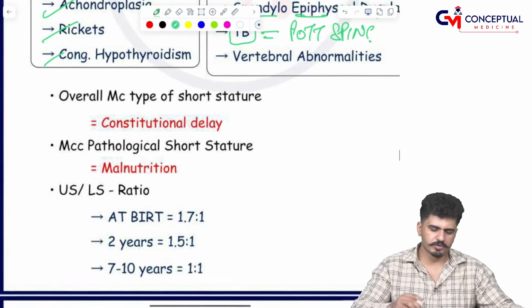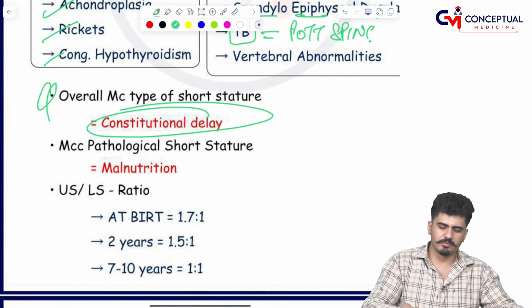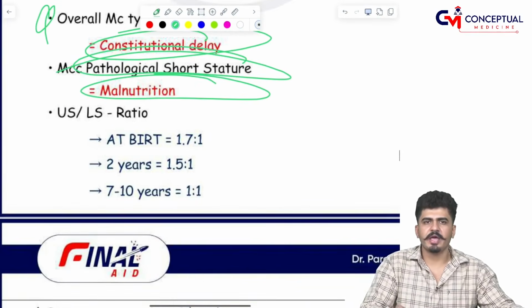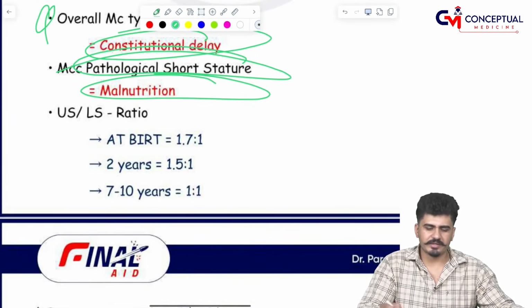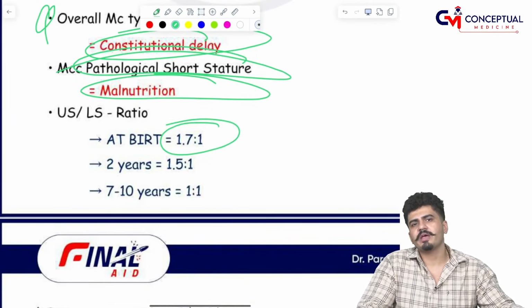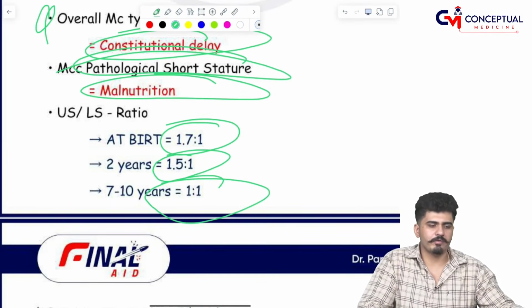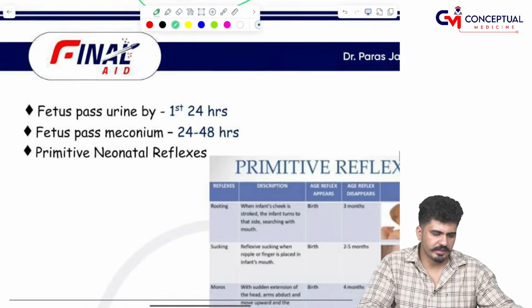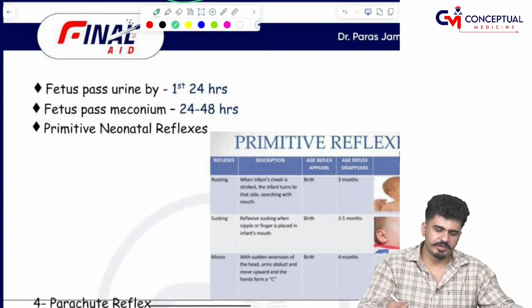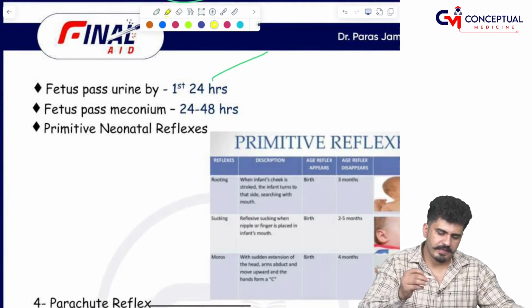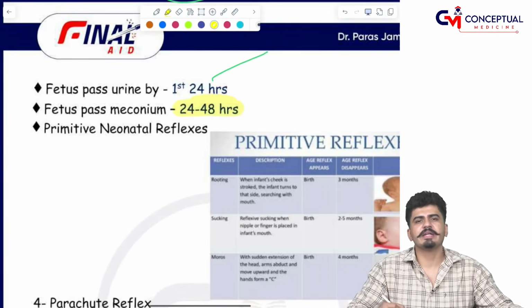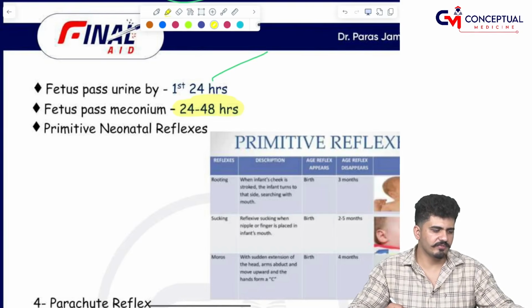Done. Overall, most common type of short stature is constitutional. Most common pathological is malnutrition. And upper segment, lower segment ratio at the time of birth is 1.7:1. After 2 years, it will become 1.5:1. And after 7 to 10 years, it will become 1:1. Done. Sir, fetus passes urine by first 24 hours. And fetus passes meconium by 24 to 48 hours.